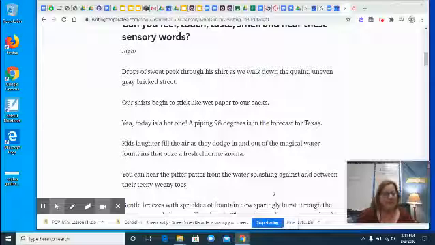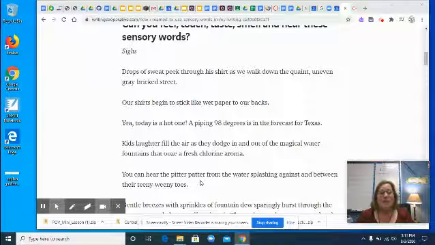Okay? Final example. Kids' laughter filled the air as they dodged in and out of the magical water fountain that oozed a fresh chlorine aroma. As I read that, you can almost picture in your head what that looks like, what it smells like, even almost what it tastes like. Many of us have probably swallowed pool water, so we have that image in our head. When you write this way, you force your readers to paint that picture. Really strong writers do this very well.